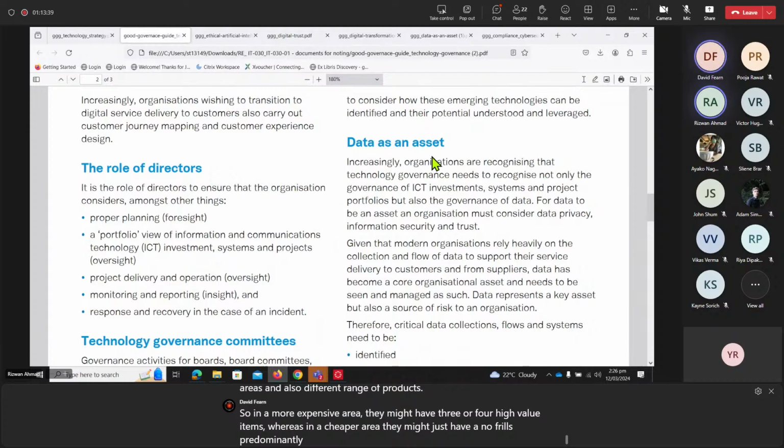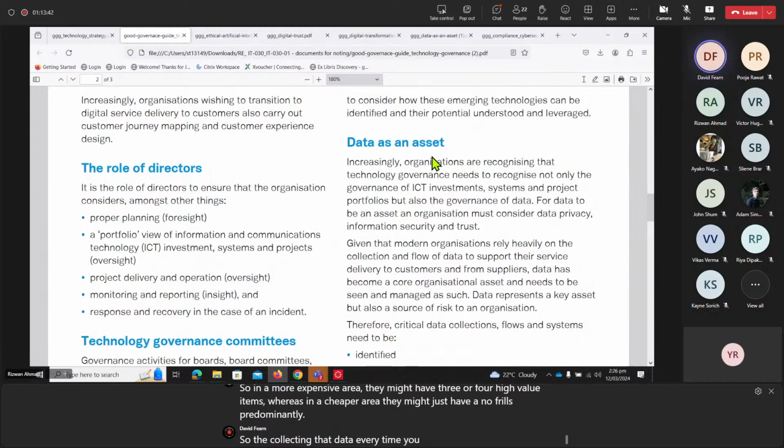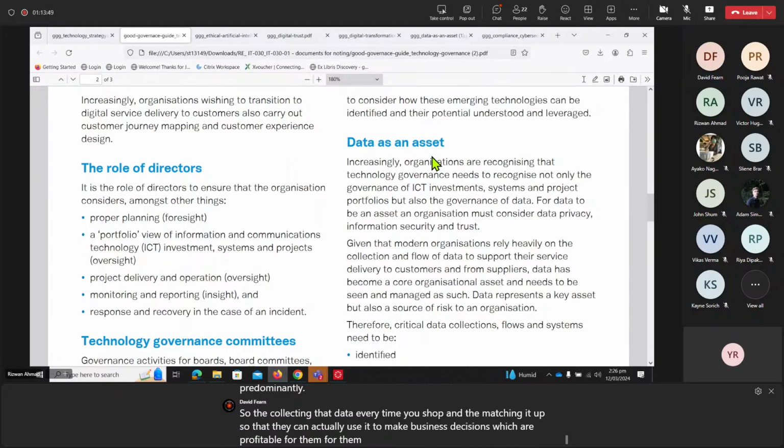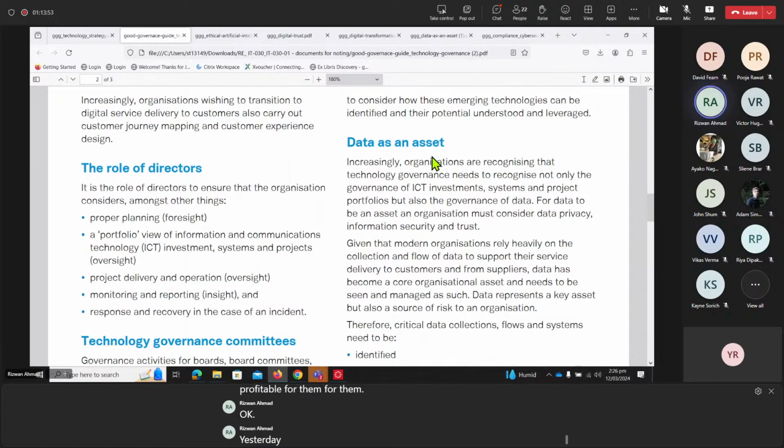Okay, so they're collecting that data every time you shop, and they're matching it up so they can use it to make business decisions which are profitable for them. Yesterday I was browsing through solar panels, and my Facebook started showing me solar panels. My Instagram started showing me solar panels. So your data is manipulated by these channels.